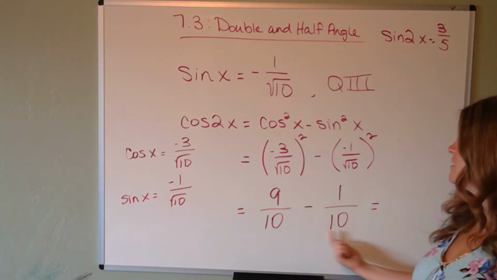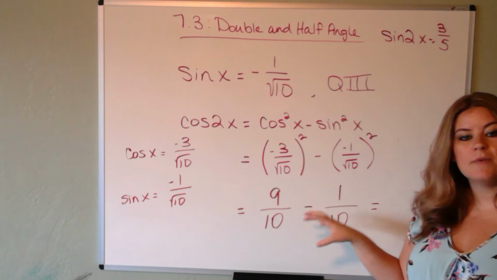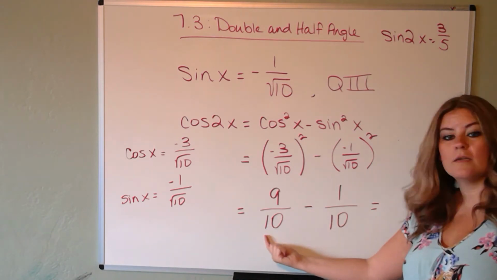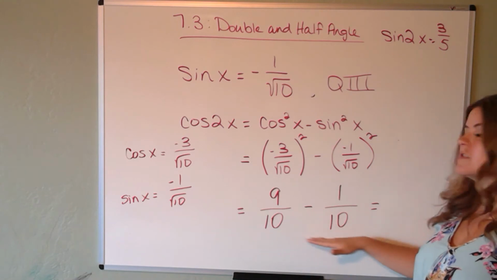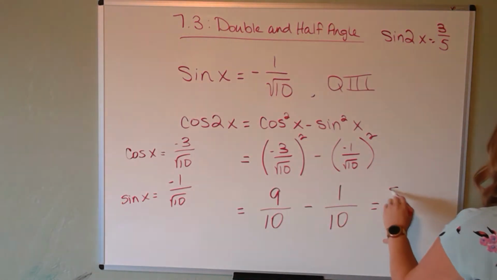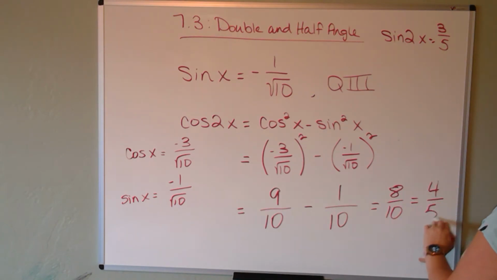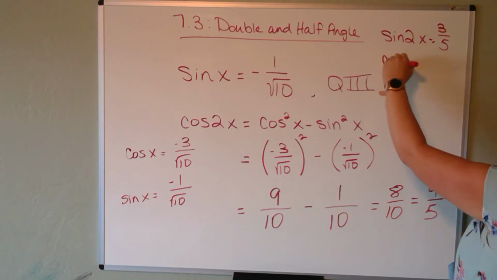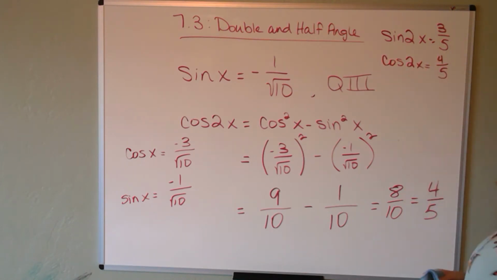Now I need to subtract. I've got 9/10 minus 1/10. What's nice about this is usually these are going to be common denominators already for you, so you don't have to worry about that. And you can just do the subtraction. So I have 9/10 minus 1/10, and I get 8/10. Reduce that to 4/5. So the cosine of 2x is 4/5.